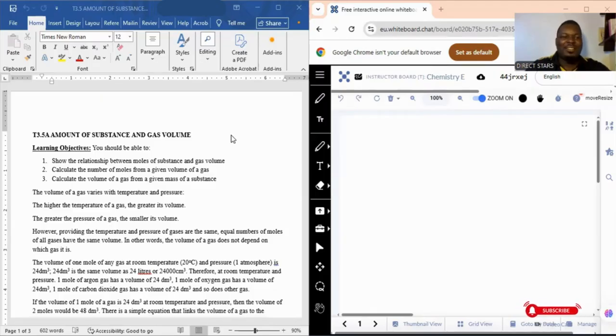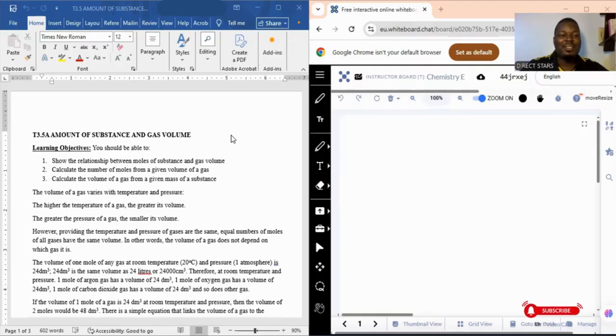Today we'll be looking at the amount of substance and gas volume, the relationship between the amount of a substance and gas volume. If you check some of our previous videos, especially the one on moles, you will observe that the amount of a substance used in chemistry is known as mole. So we'll be looking at the relationship between mole and gas volume today.